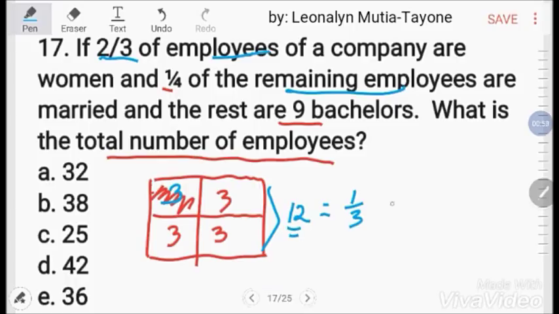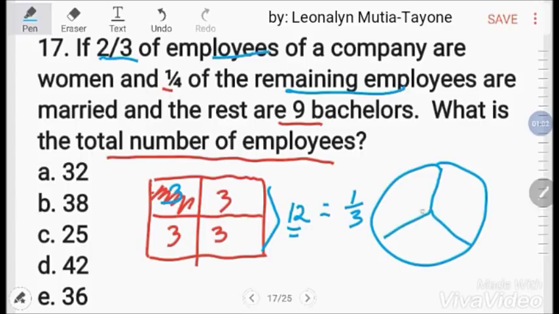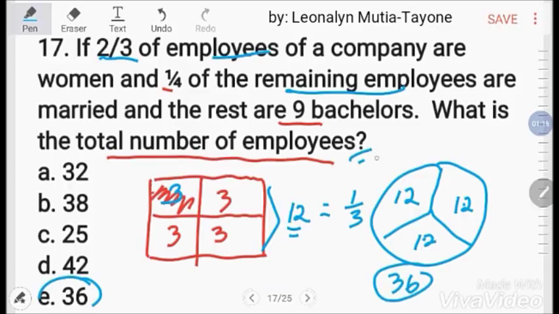So, kung ang 12 ay 1/3, sulat natin yan. 12 ay 1/3, so yung dalawa ay 12 din. Kasi 1/3. So, kung 12, that means 12 times 3, the answer is 36. So, ang total na empleyado ay 36.